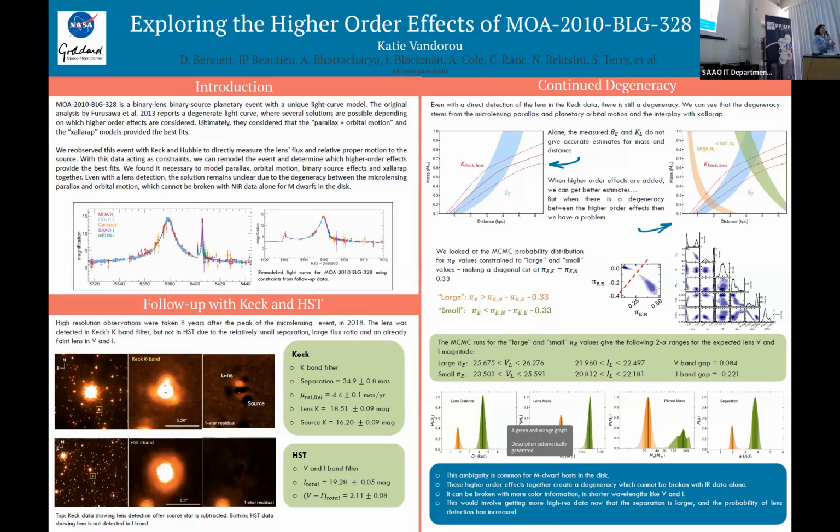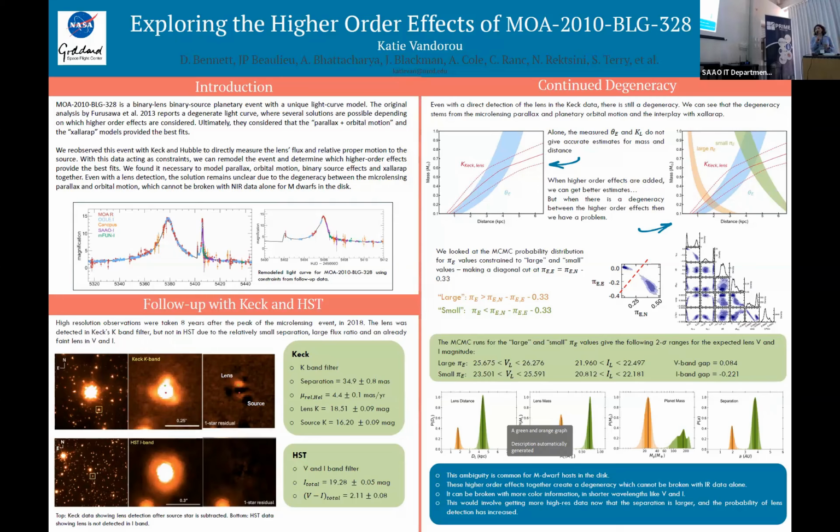MOA-2010-BLG-328 is a binary lens, binary source event with higher order effects of parallax, orbital motion, and xallarap. The initial study was carried out by Furusawa et al., and they found a degenerate light curve, which we hope to solve with high angular resolution data from Keck and HST, which we got in 2018, 8 years after the peak of the microlensing event.